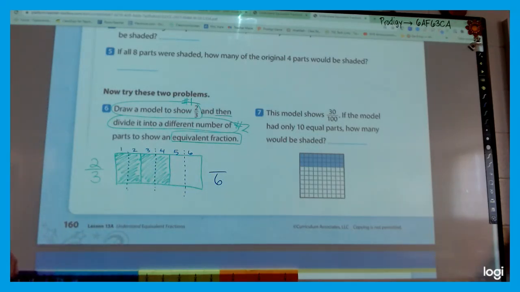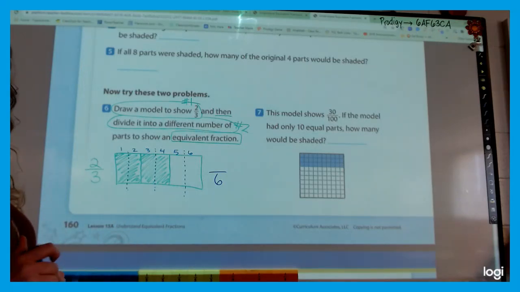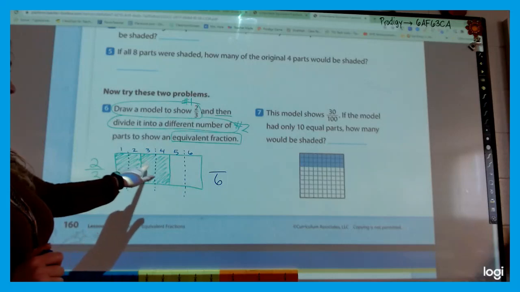All right. Now, out of my 6 pieces, how many are shaded? All we have to do is look and count. 1, 2, 3, 4.